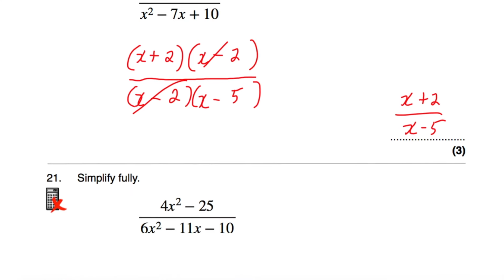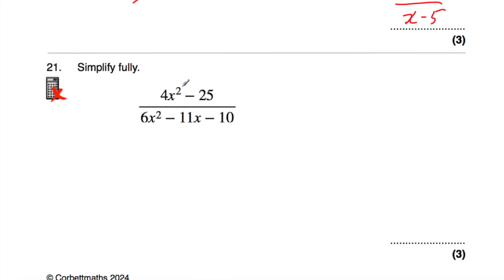Okay, let's have a look at our next question. Our next question says to simplify fully 4x squared minus 25 over 6x squared minus 11x minus 10.